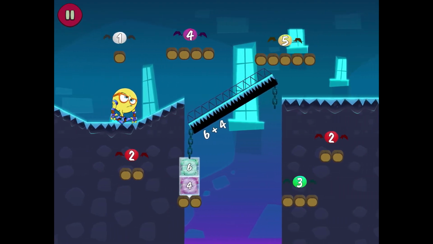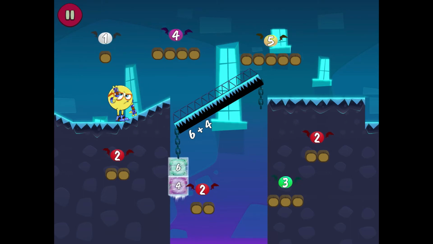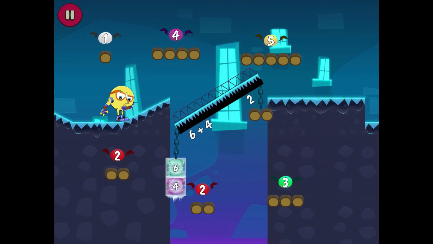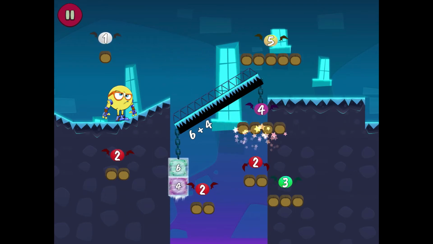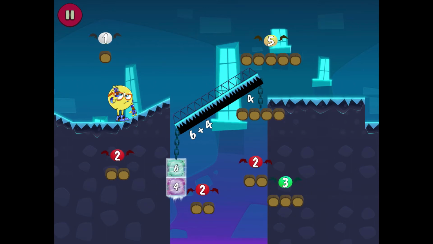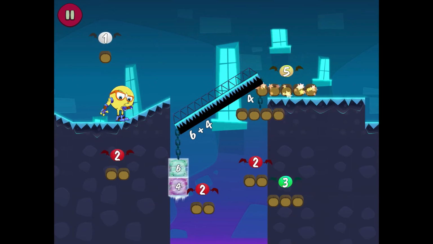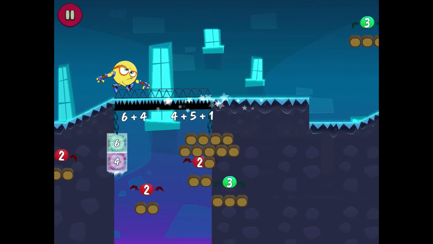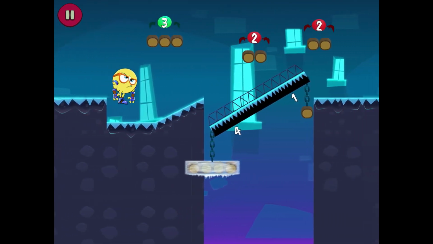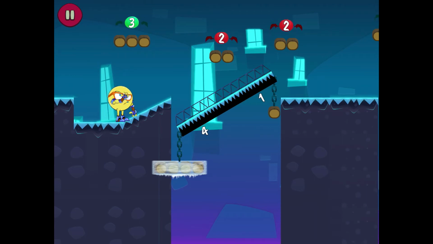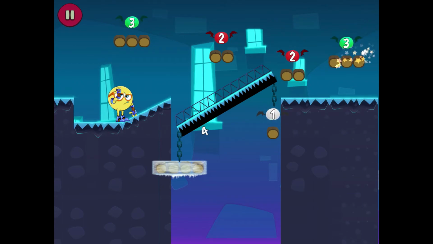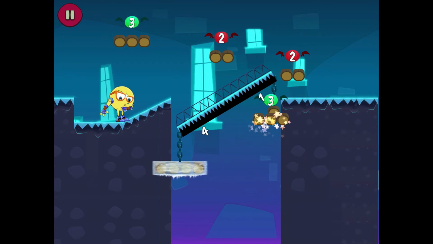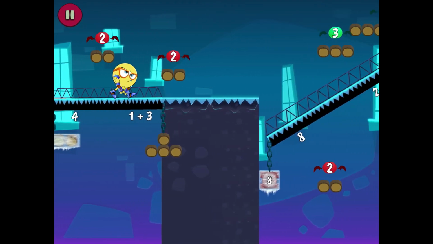Equal to 8. Is the same as 4 plus 5 plus 1. Frozen logs cannot be detached. Four equal to 1 plus 3.